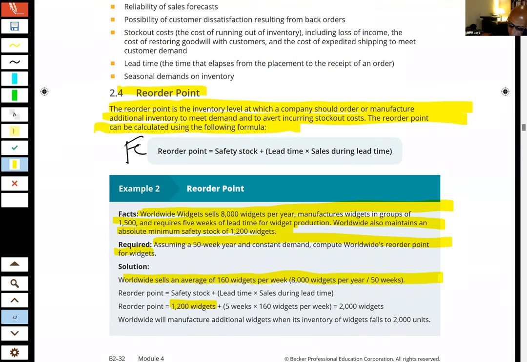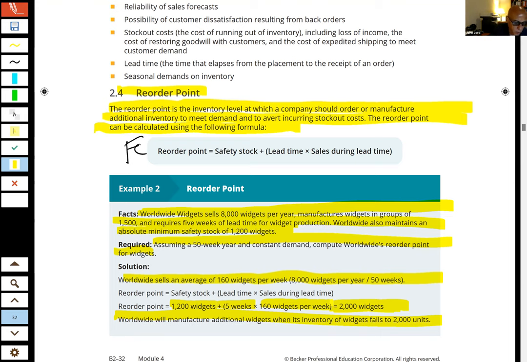And so we have a 5-week lead time. We have 160 widgets per week that we sell. So doing the math, we have to reorder additional widgets when the inventory level falls to 2,000. That way we maintain our safety stock, and while we're waiting to produce more units, we can meet our sales needs.